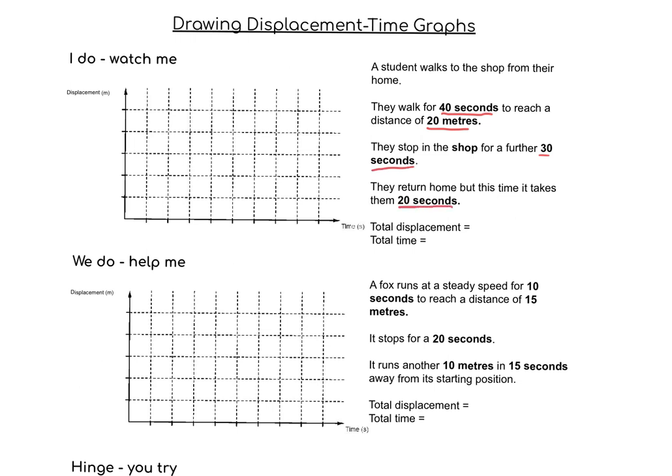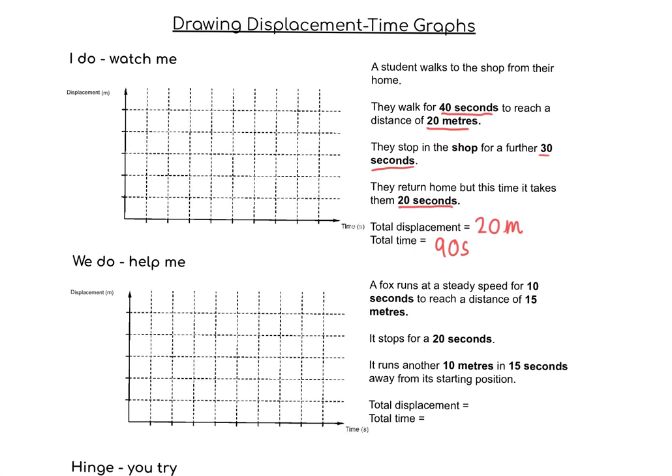So we're first going to work out the total displacement. How far did they end up going away from their house? So they walked 20 meters, they stayed there and then they walked back. So the total displacement is going to be 20 meters. The total time, we're going to add up all the times. 40 plus 30 plus 20, 90 seconds.